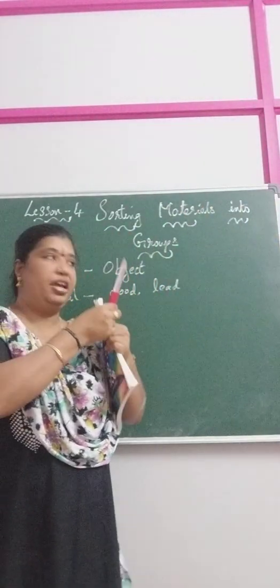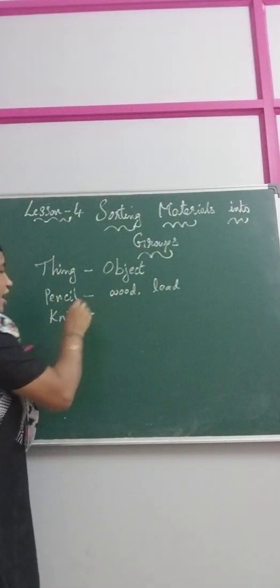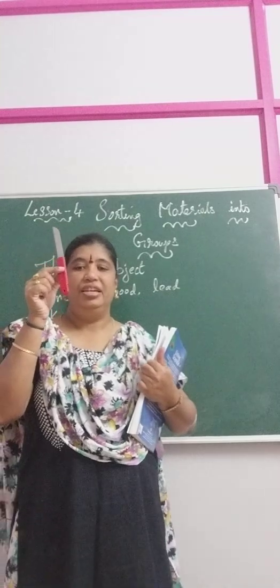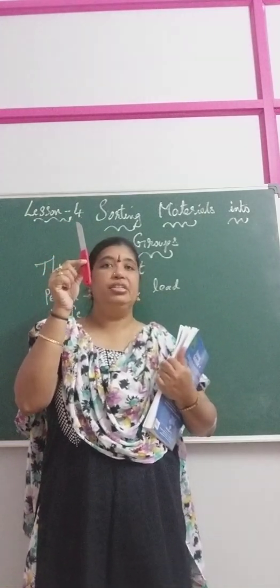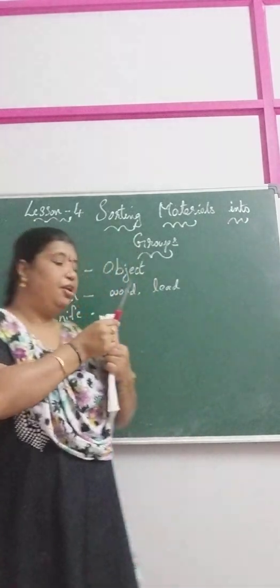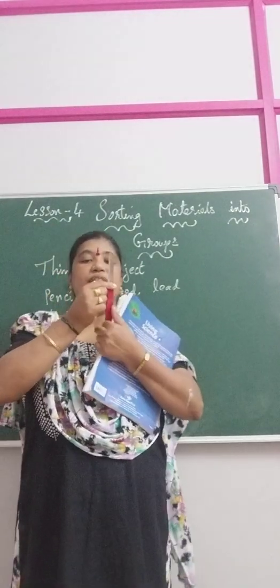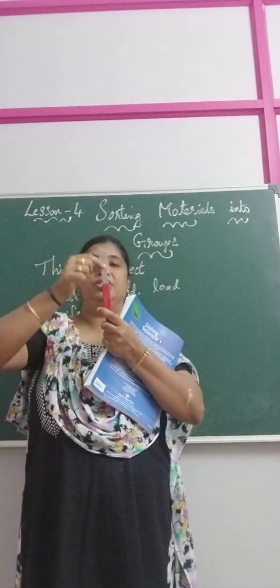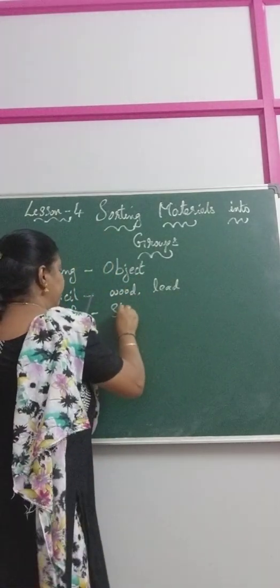Right. Now, if I take up a small knife, your mommy will always be busy cutting vegetables with a knife. This is called an object. It is called a thing. Right? So, what is this knife made up of? It is made up of steel. This sharp object which is used to cut is made up of steel.